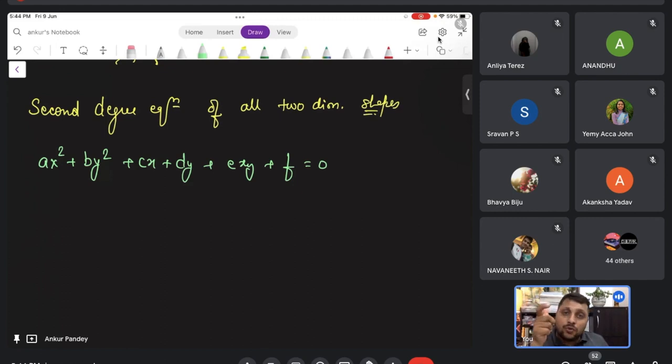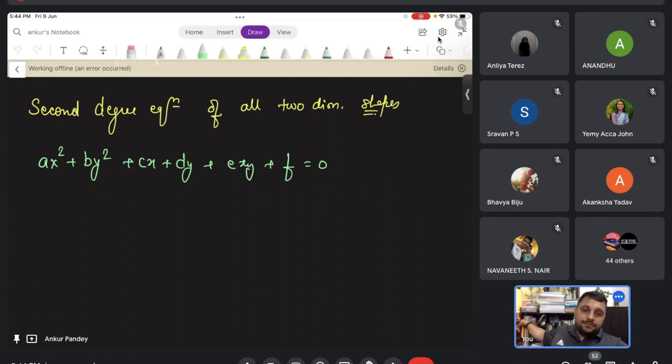Beyond this, can you see something possible? Is there any term which is possible beyond this? Bolo. Yes or no? Right? Chalo. Then completely relax.